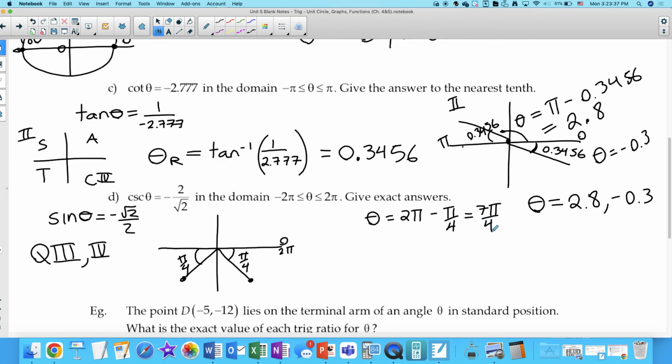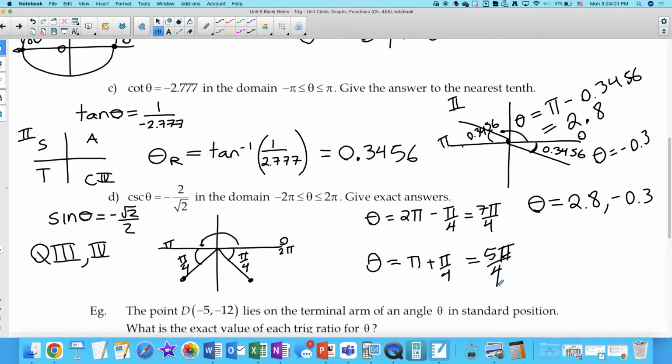Okay, this guy over here, that's pi. Pi plus pi by 4. That's 4/4 plus 1/4, 5/4. Okay, so those are the two positive ones between 0 and 2 pi.